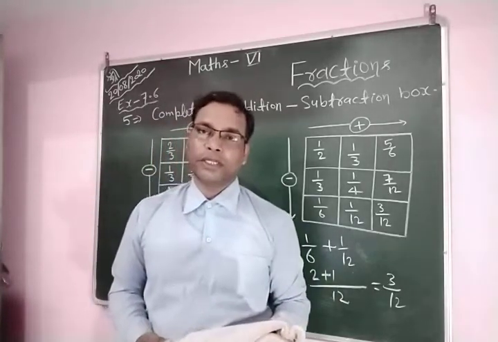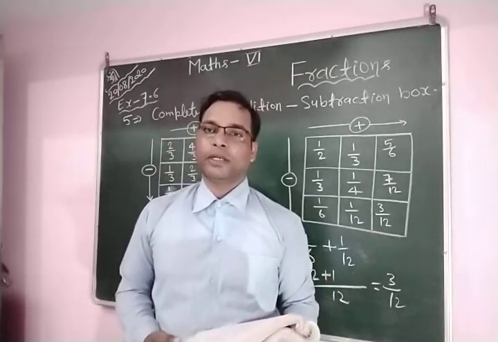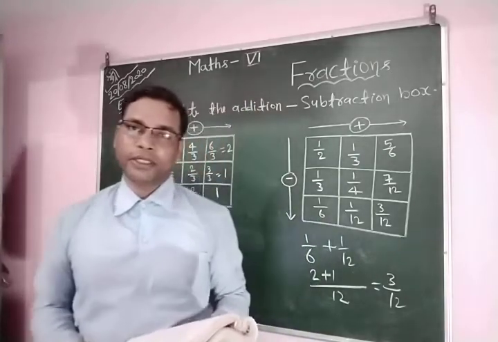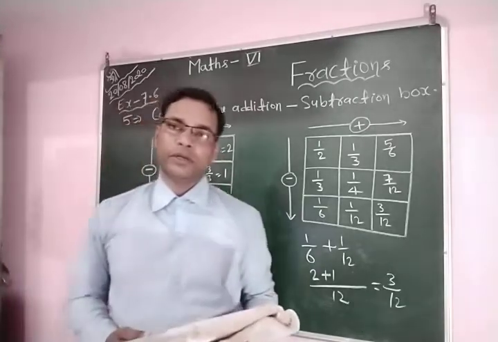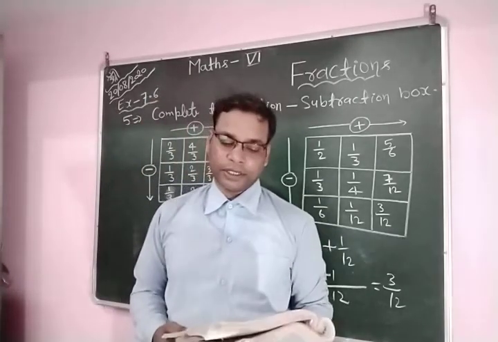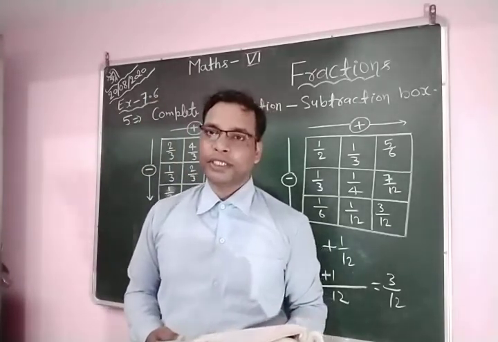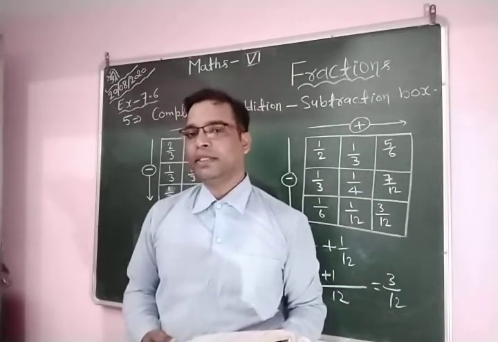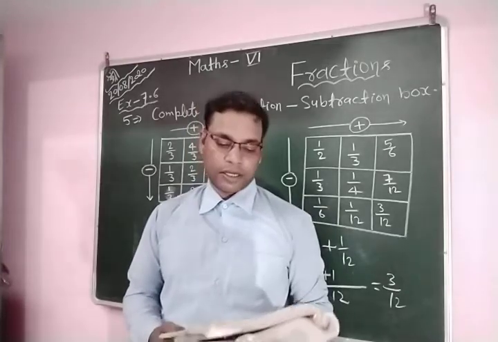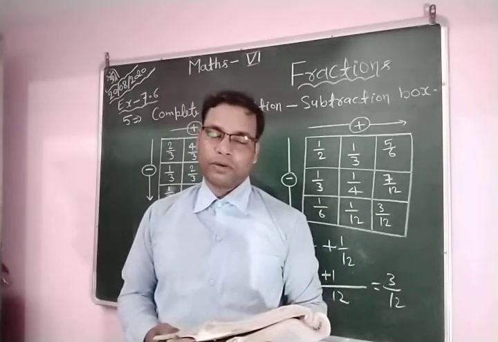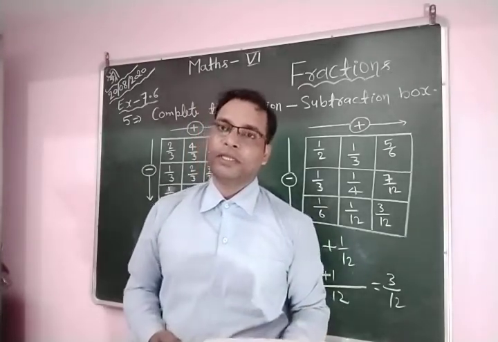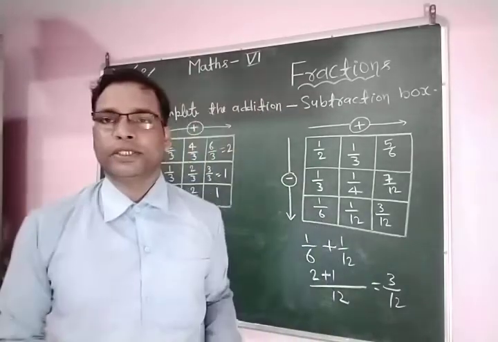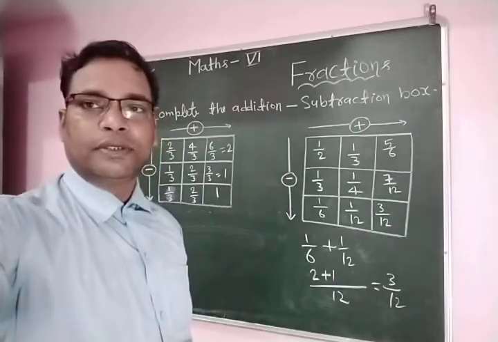Okay, the total length of wire is given, 7 by 8 meters, and we break it into 2 pieces. The length of one piece is given, 1 by 4. So what is the length of the other piece? For this we subtract 1 by 4 from 7 by 8, then we obtain the length of the second part. So let's see how to do it.